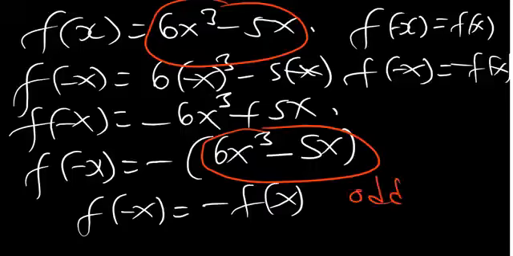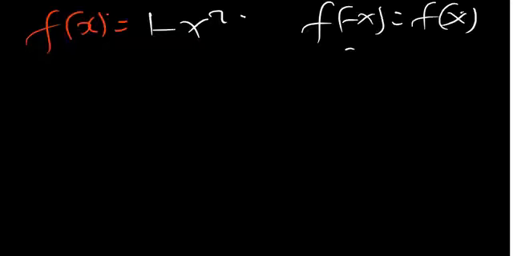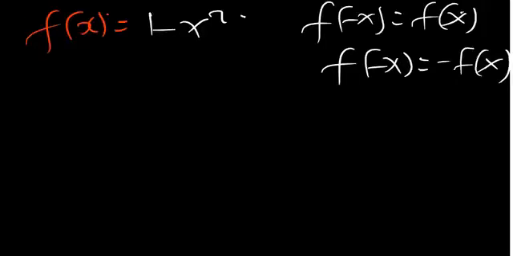Okay, let's have another example. So let's say we have f of x is equal to 1 minus x squared. Let's see if this function is even or odd. So let's not forget, for a function to be even, f of negative x has to be equal to f of x. For a function to be odd, f of negative x has to be equal to negative f of x. As simple as that.